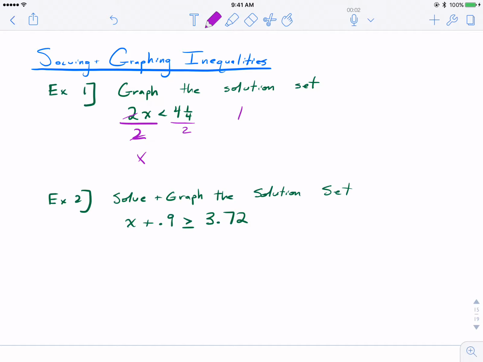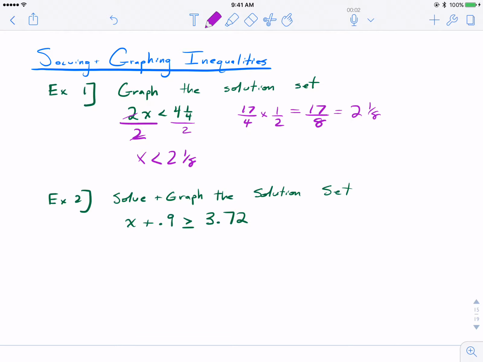Okay, 4 1/4 divided by 2 is the same as saying multiplied by 1/2, and I'm going to rewrite 4 1/4 to be 17/4. 4 times 4 is 16, plus 1 is 17. Now multiplying straight across, I'd get 17 over 8, or we can write that as 2. 8 goes into 17 2 times, leaving 1/8 left over. So 2 1/8, or 2.125.